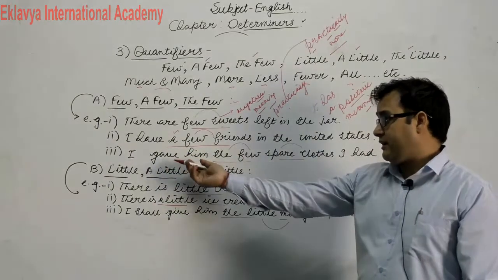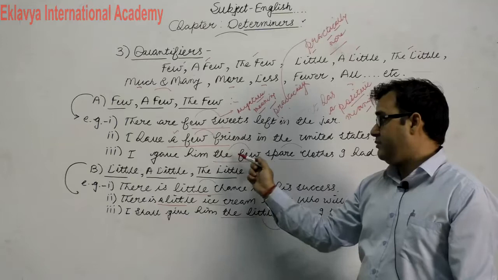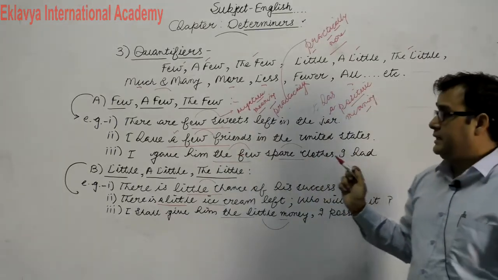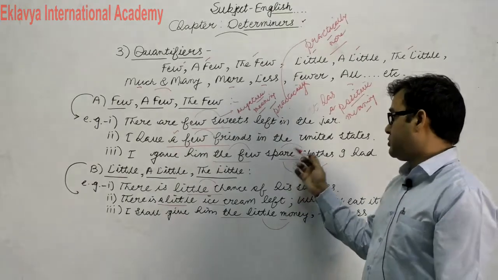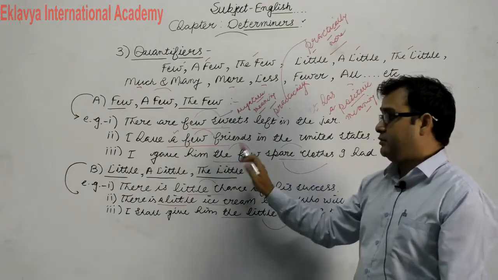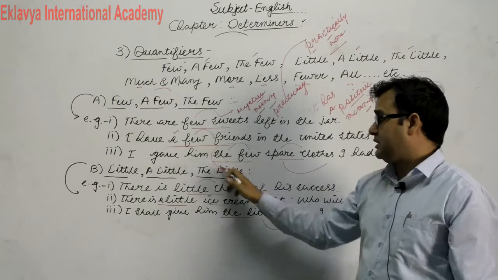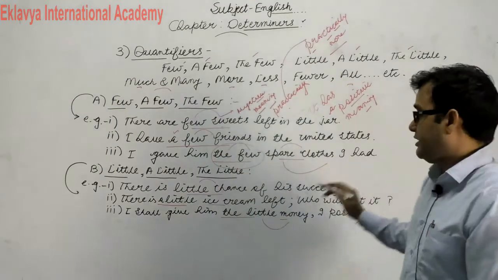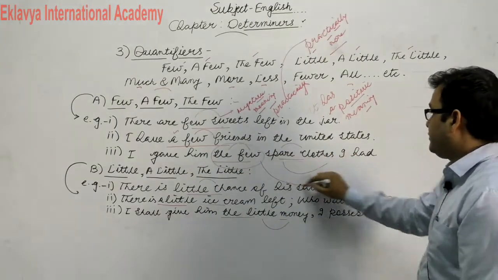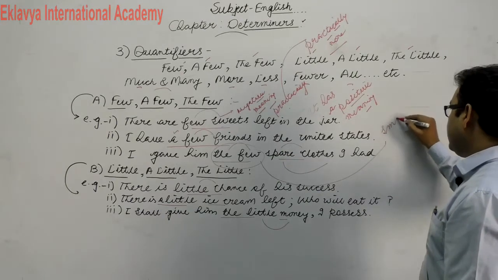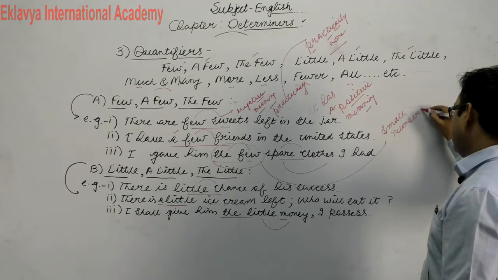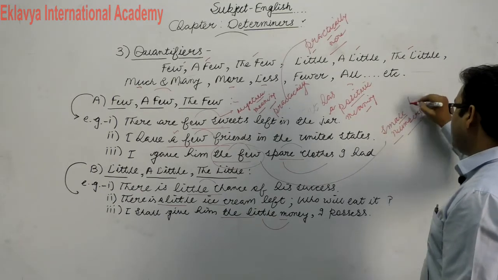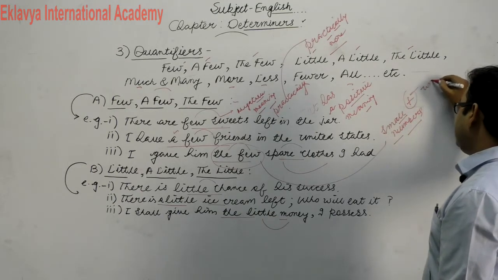Example number 3: I gave him the few spare clothes I had. Whatever few spare clothes I had, I gave him. The few means some; here we are talking about numbers. The few speaks about small numbers in a positive way.